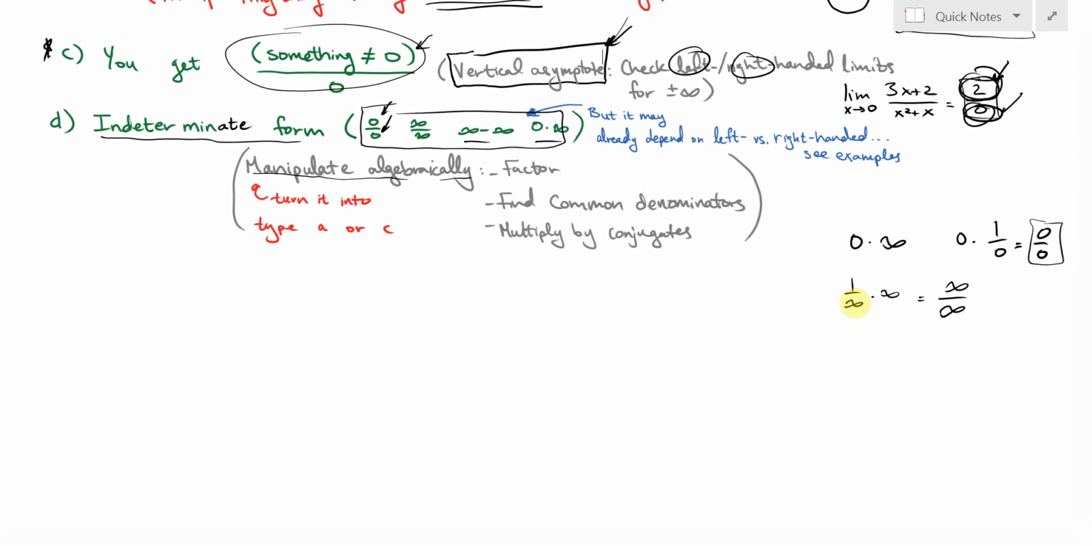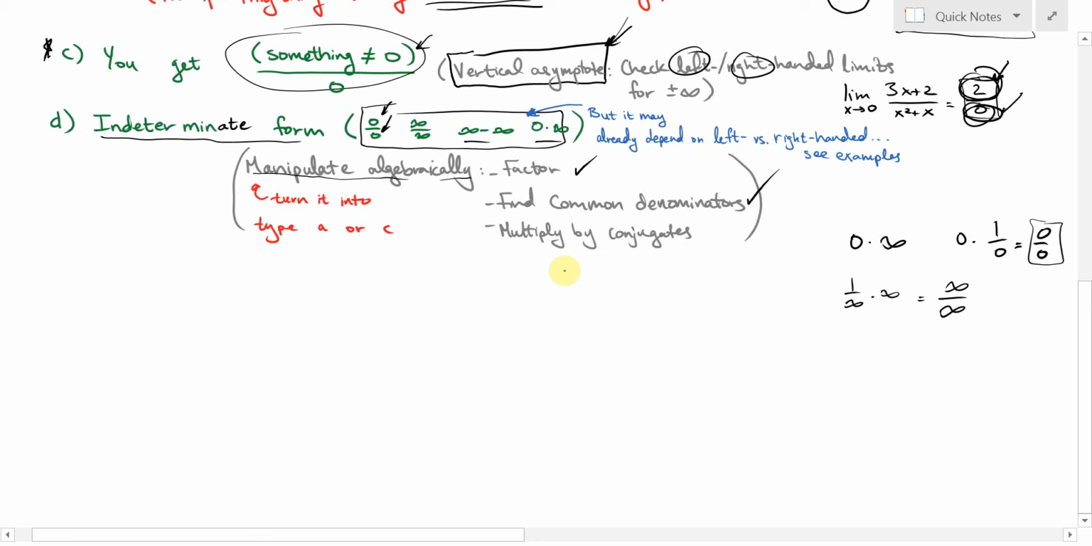Alright, so how do you actually manipulate it algebraically? Well, there are a handful of tricks that are worth remembering. So there's factor. When in doubt, factor out. You should always factor. If you have any polynomial, you should always factor. Or if you have separate fractions, then you should find common denominators. Combine them into a single fraction. That's usually very helpful. And then finally, you can multiply by conjugates.